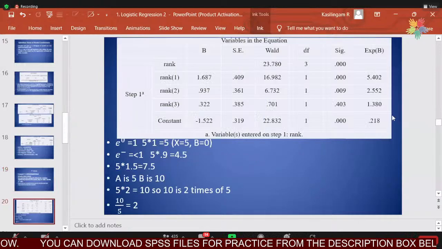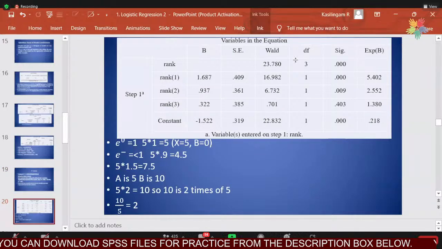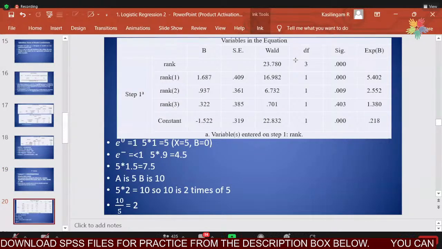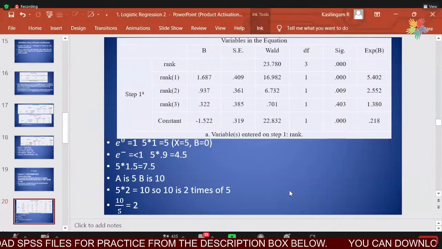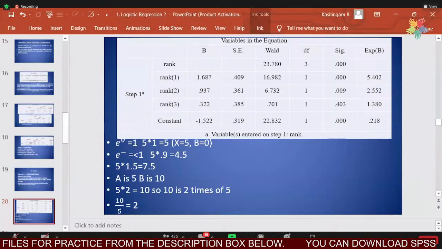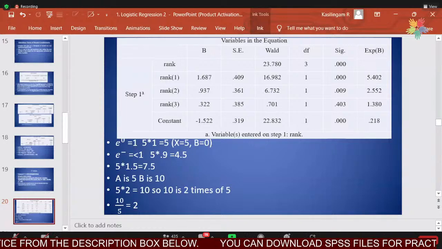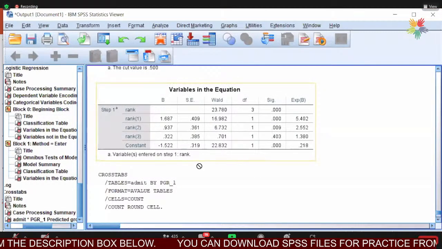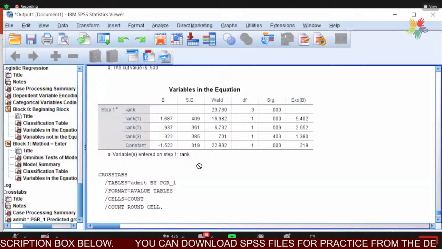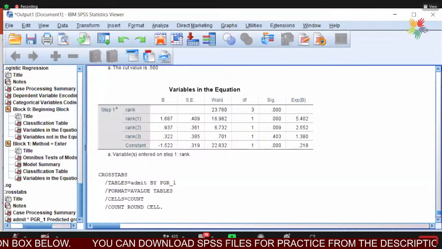Okay, now I'm going to explain this table, right? This table is the most important table where you write. All other things are not important. So what are the things we will see?